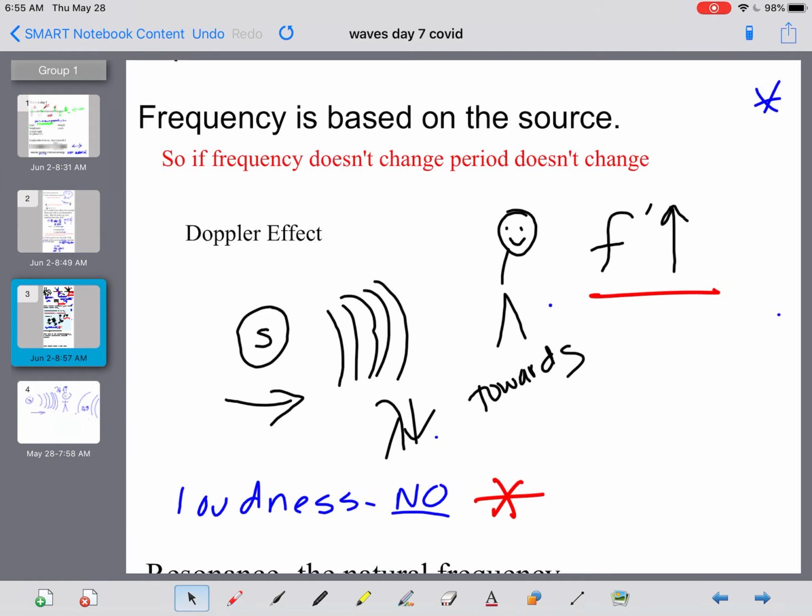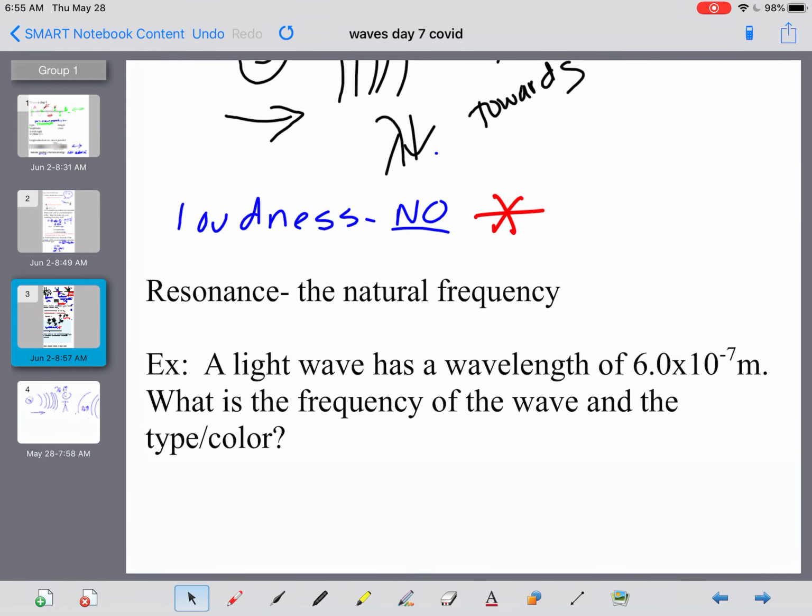Next phenomenon is resonance, the natural frequency. That's things like the singing wine glass, the screaming rod that we used, things that make the material resonate or vibrate.